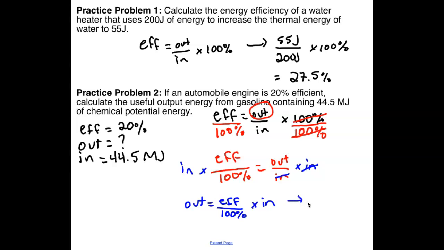So when I do that, I'm going to put my numbers in now. 20% divided by 100%, which is basically taking it out of percentage and putting it into decimal, and then multiplying that by 44.5. When I put that into my calculator, I ended up getting 8.9 megajoules as my answer. So that is how you calculate efficiency. Unless it specifically says that you have to change it into joules, I think it's okay to leave it as megajoules, so you don't have to worry about that conversion of units.